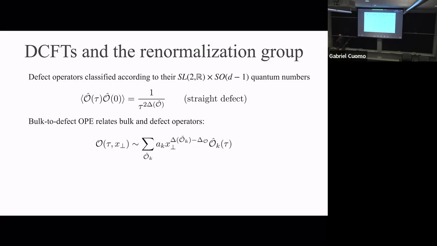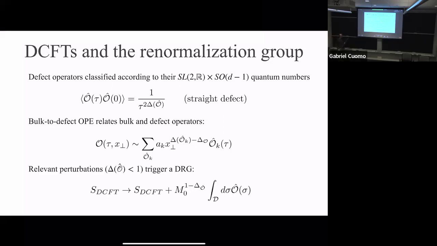You also have, even though I won't really need it, the bulk-to-defect expansion, which is something related to what Sergei was saying, that you can expand the bulk operator into a sum of local operators on the defect. And this is essentially useful if you look at correlation functions of bulk operators close to the defect. A comment that might not be obvious is that the defect operator spectrum and the bulk operator spectrum are typically totally different things. For instance, the defect may also have quantum mechanics that doesn't live in the bulk.